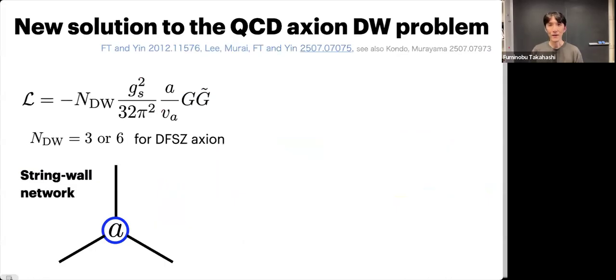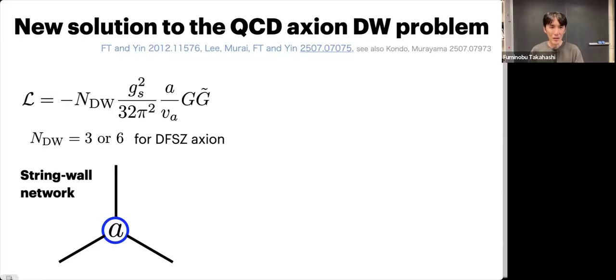And in the final 5 minutes or so, let me explain our new solution to the QCD axion domain wall problem. So far, the QCD axion was the lightest axion. All the other degrees of freedom are much heavier than the QCD axion. But here, let me focus on the other case, the opposite case.